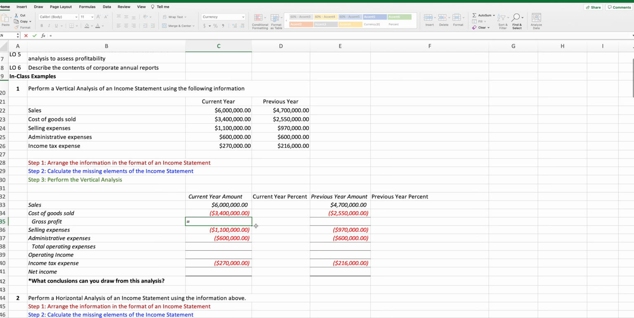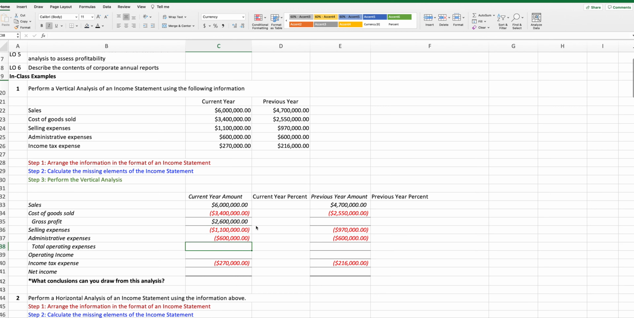I could either calculate this on a calculator and then enter the information manually, or I could get Excel to do the work for me. So I started my formula with an equals, which tells Excel that I want it to do some work for me. I'm just going to go up here and grab sales, and add it with a plus sign to my cost of goods sold. I'm going to press the enter button, and you can double check the math, but our gross profit is now $2.6 million.